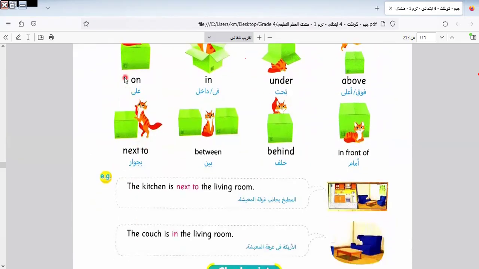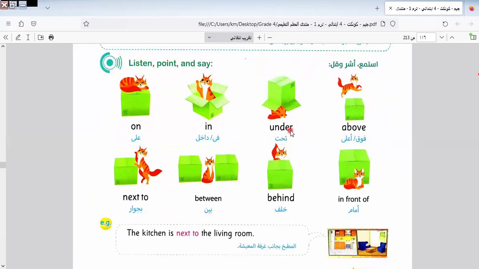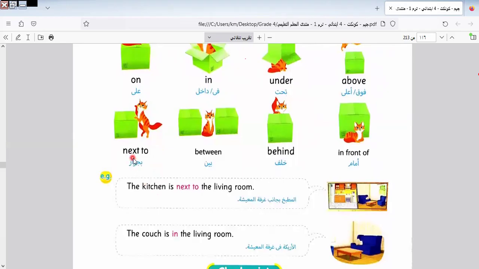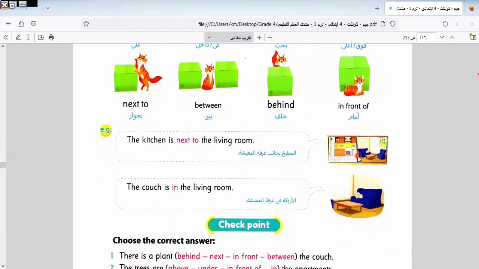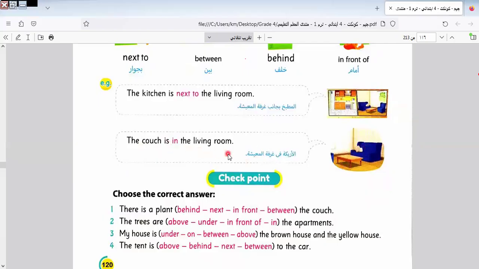Repeat after me. On, in, under, above. Next to, between. We must have the expression next to. If we come to a choice, we must follow next with to. So when we give you a multiple choice and we have next, you must select to without thinking, okay? Between, behind, in front of. The kitchen is next to the living room. The couch, this is the couch in the living room.